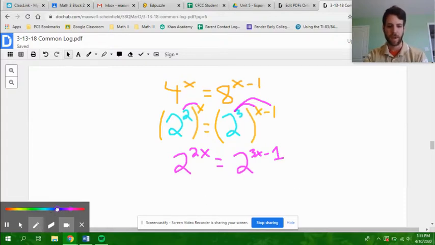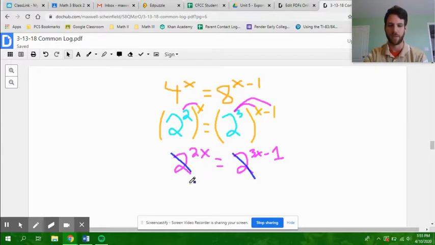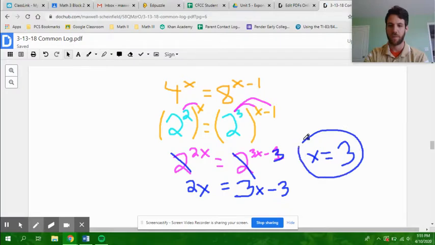Now that we have the same base, I don't need the 2's here anymore, since I know if those are both 2's, the exponents have to be equal. And I would know that 2x is going to be equal to 3x minus 3. And if I solve this equation for x by subtracting 3x and then dividing by negative 1, that would mean my answer is equal to 3. And that would have finished up that problem.